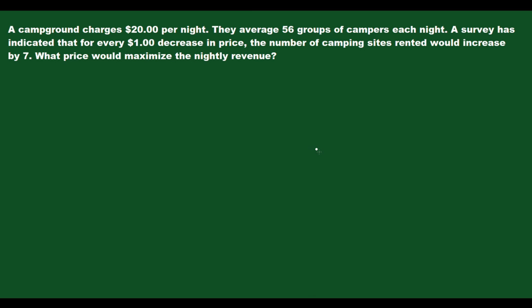A campground charges $20 per night. They average 56 groups of campers each night. A survey indicated that for every $1 decrease in price, the number of camping sites rented would increase by 7. What price would maximize the nightly revenue?